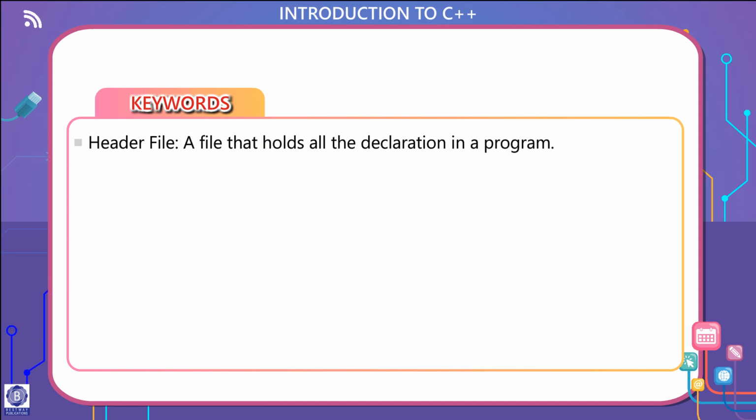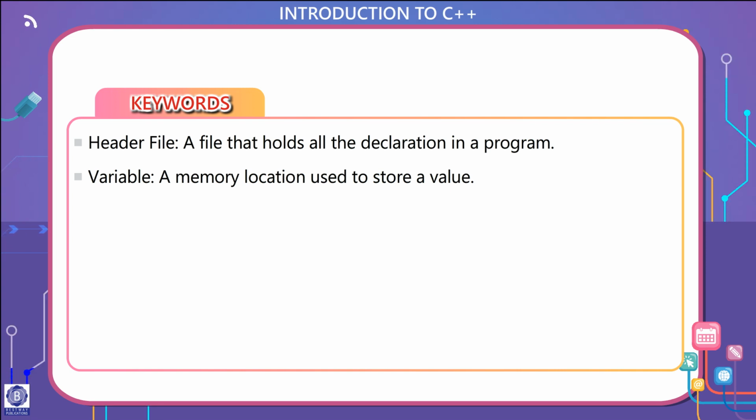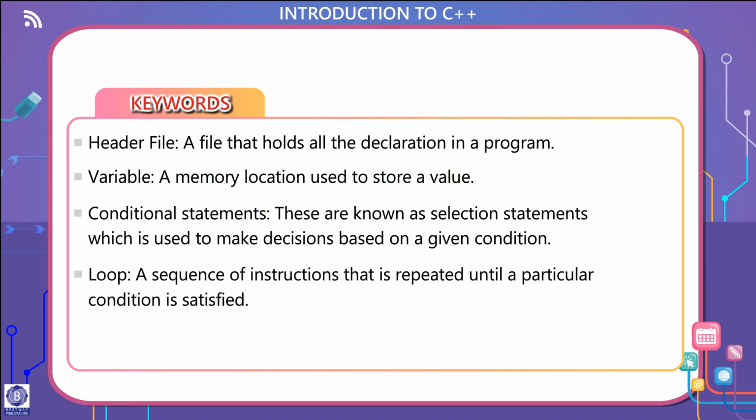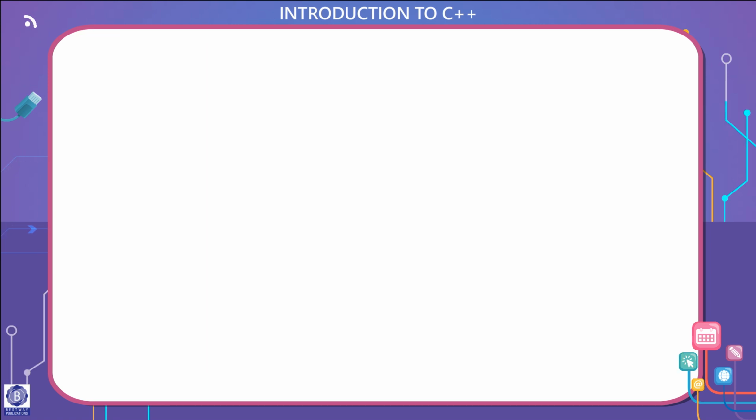Keywords. Header file: a file that holds all the declarations in a program. Variable: a memory location used to store a value. Conditional statements: these are known as selection statements, which are used to make decisions based on a given condition. Loop: a sequence of instructions that is repeated until a particular condition is satisfied.